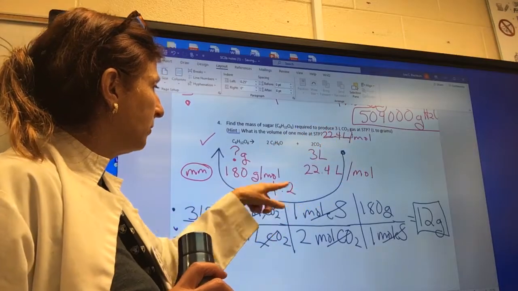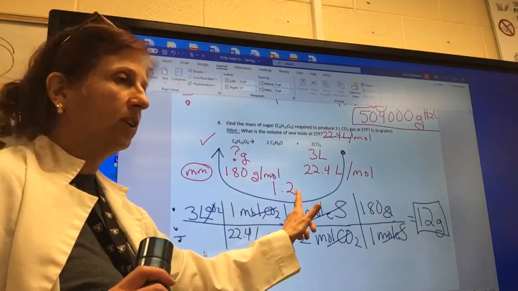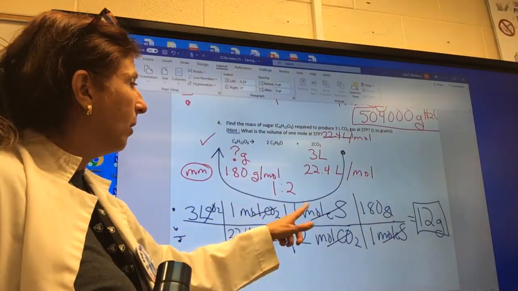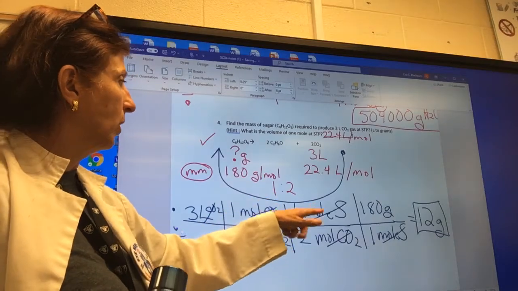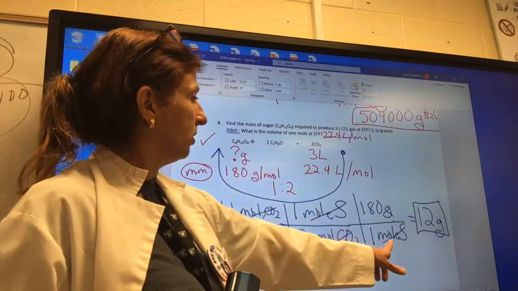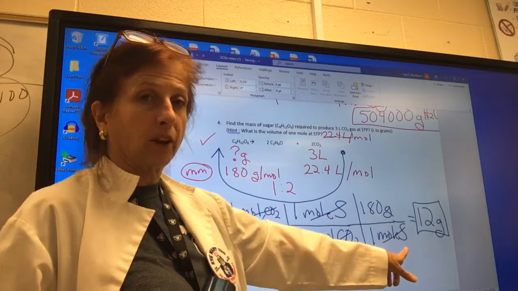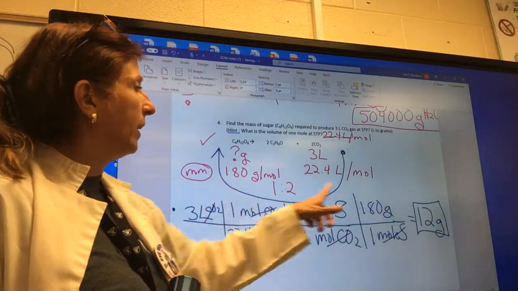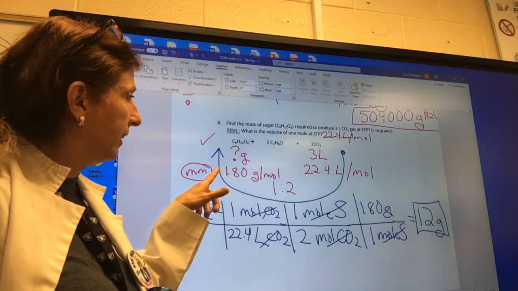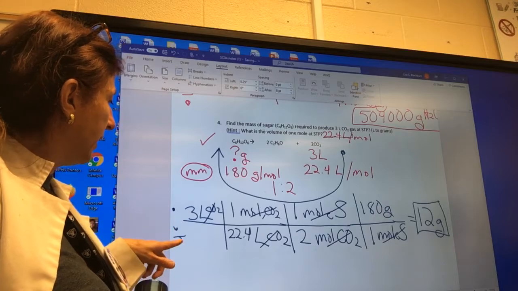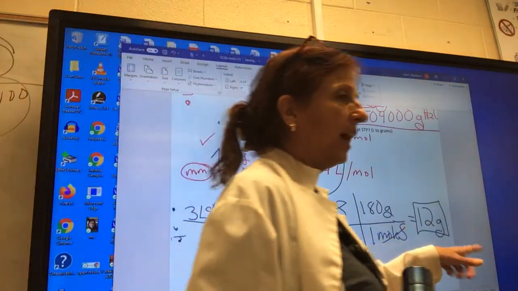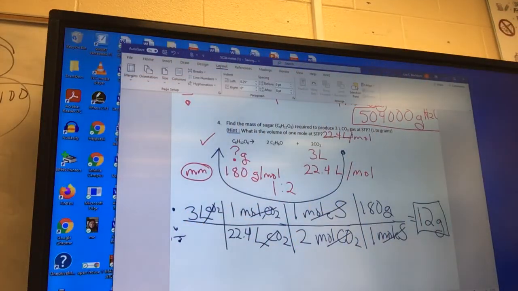And then we keep moving around. Moles of CO2, that 2 goes on the bottom. Moles of sugar go on top, 1. Then moles of sugar from right there goes there with the understood 1. And then 180 grams goes right here. Any number on top you multiply, any number on bottom you divide, and you should get 12 grams.